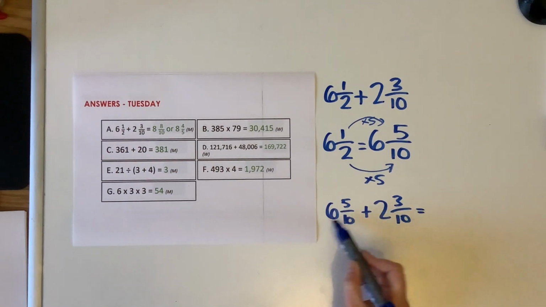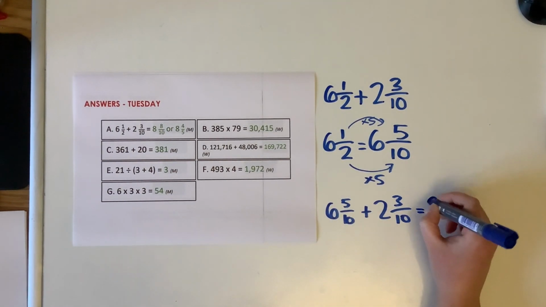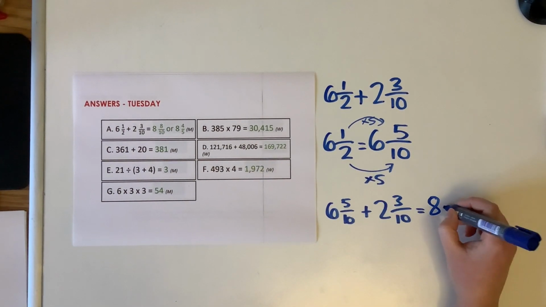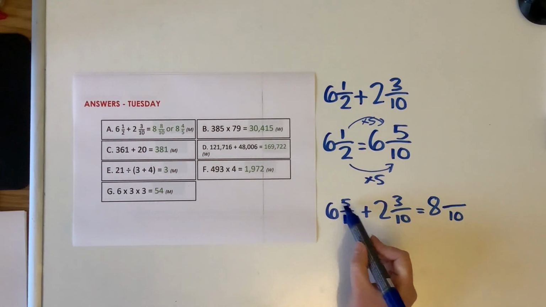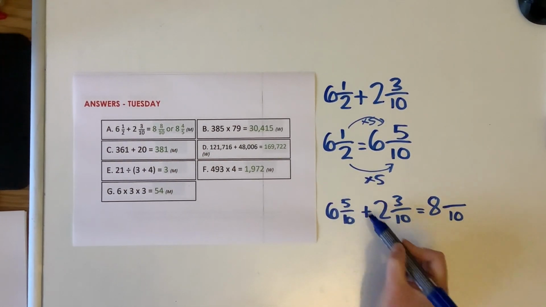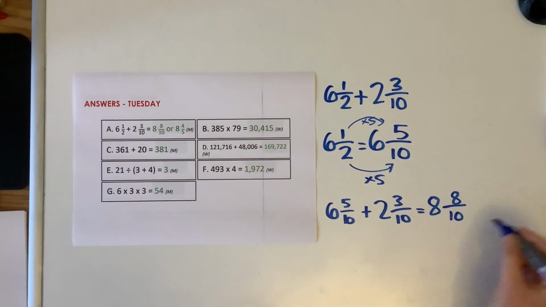So if I add my wholes first, 6 add 2 is 8. And then remembering that when we add fractions, we just add the numerators. So 5 add 3 is 8. So my answer being 8 8/10.